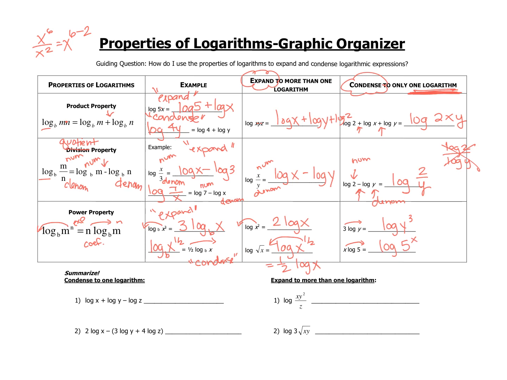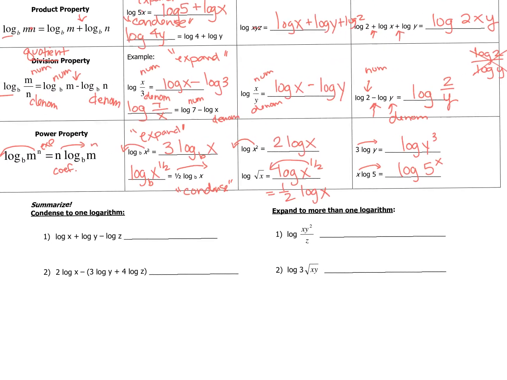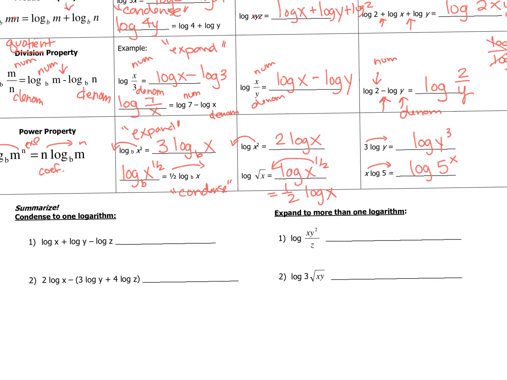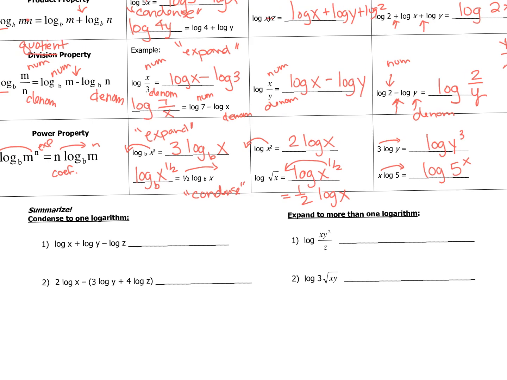So let's take a look at these guys on the bottom. So sometimes I have to do more than one at a time. So let's take a look at this. I think I can make this a little bigger for you. So on the left side, I'm going to condense these to one logarithm. So I want to write the word log one time. So let's look what's going on.